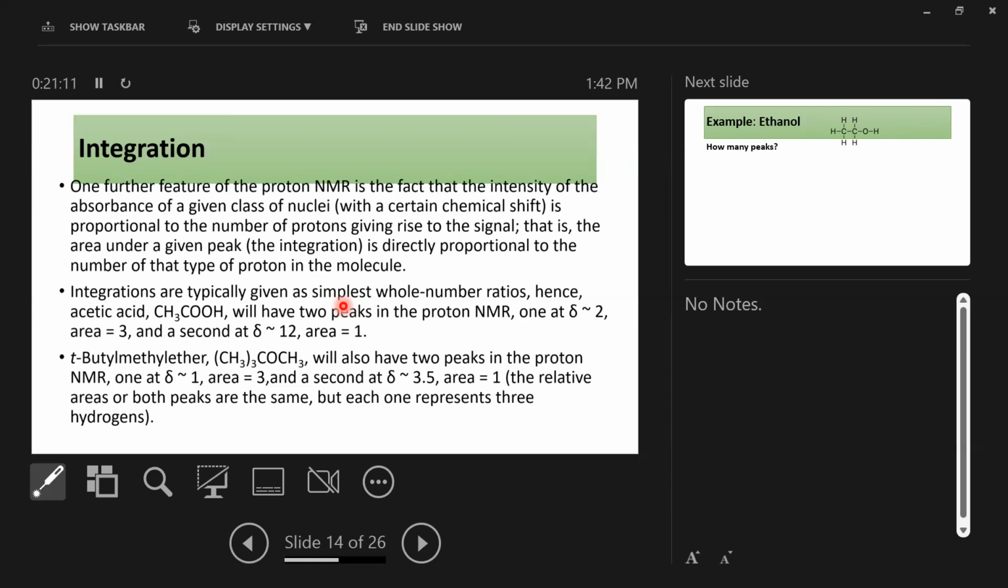I need to check it again, but I'm almost sure I've uploaded it. So tert-butyl methyl ether will also have 2 peaks in the proton NMR, one at 1 with an area of 3, and a second one at 3.5 with an area of 1. The relative areas of both peaks are the same, but one represents 3 and the other represents 9. So let me just show that graphically. Remember, we're talking tert-butyl methyl ether.